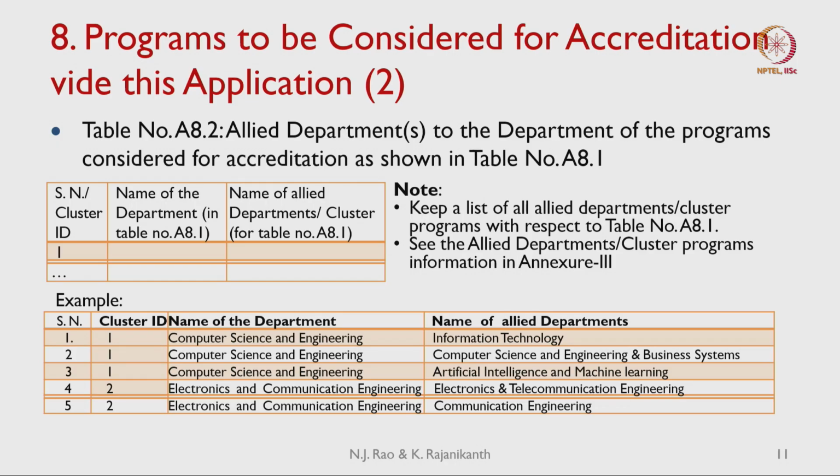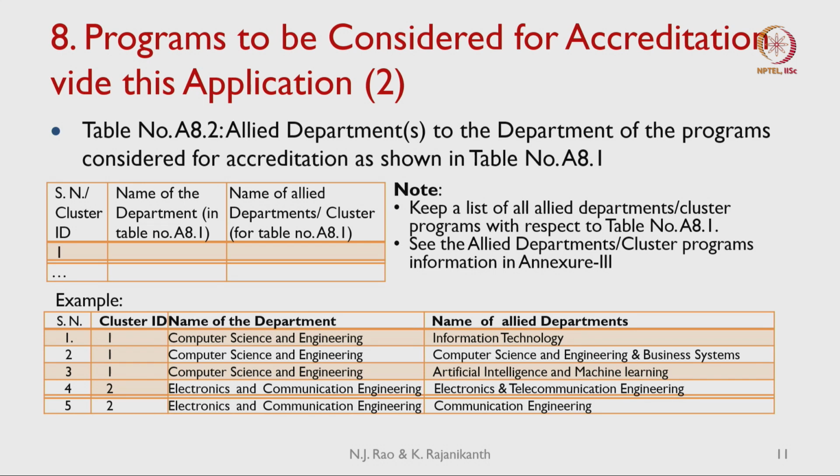So, as an example, we have Computer Science and Engineering, and the allied department is Information Technology. There is another allied department in the same computer science and engineering cluster, and that is computer science and engineering and business systems. Then there is one more, computer science and engineering, artificial intelligence and machine learning. So, these are all the allied departments which the institute is right now running. Whatever the institute is running, we give these details.